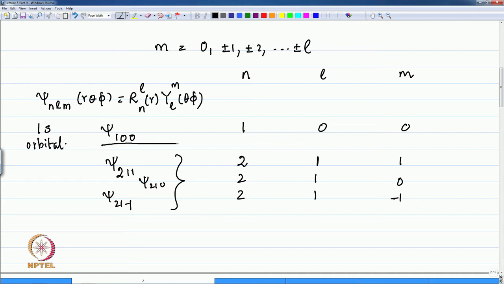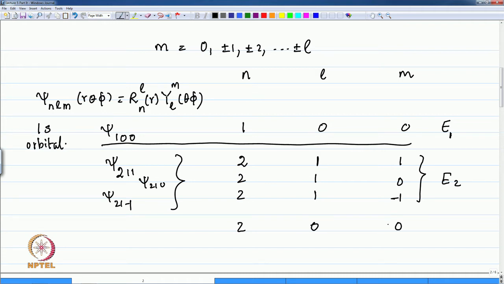The overall energy is a solution of the radial part of the equation. Therefore, the overall energy will depend only on n. All of these will have the same energy E2. When n is 2, l can be 1 or 0, and if l is 0, m will be 0, giving the other wave function, psi 2, 0, 0. This is the 2s orbital, and the l equal to 1 functions are all known as p orbitals, and this is the 2p orbital.